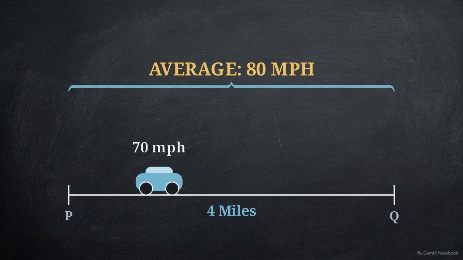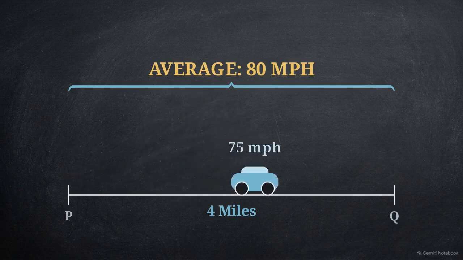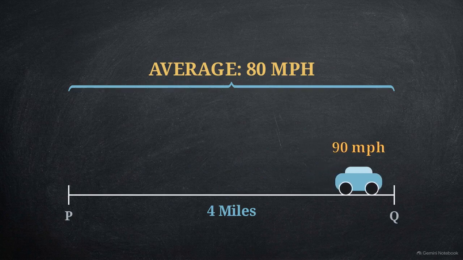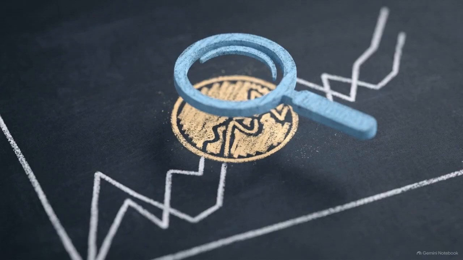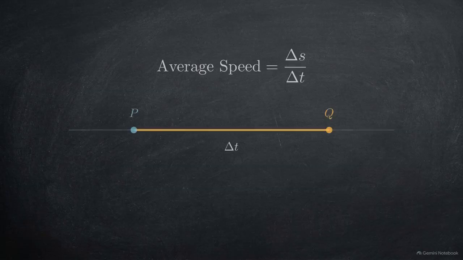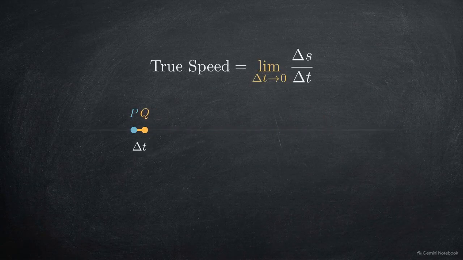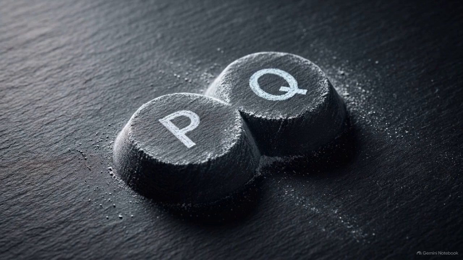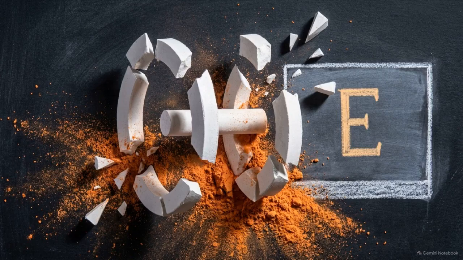Within those 4 miles, the car could have accelerated from 70 to 90. The average of 80 hides those fluctuations. No matter how small the distance, we are still just looking at an average. To find the true speed, we have to keep shrinking the window. We could try to shrink the window until the distance and time are effectively zero, but dividing 0 by 0 results in a mathematical error. The logic of standard division collapses when we try to freeze time completely.